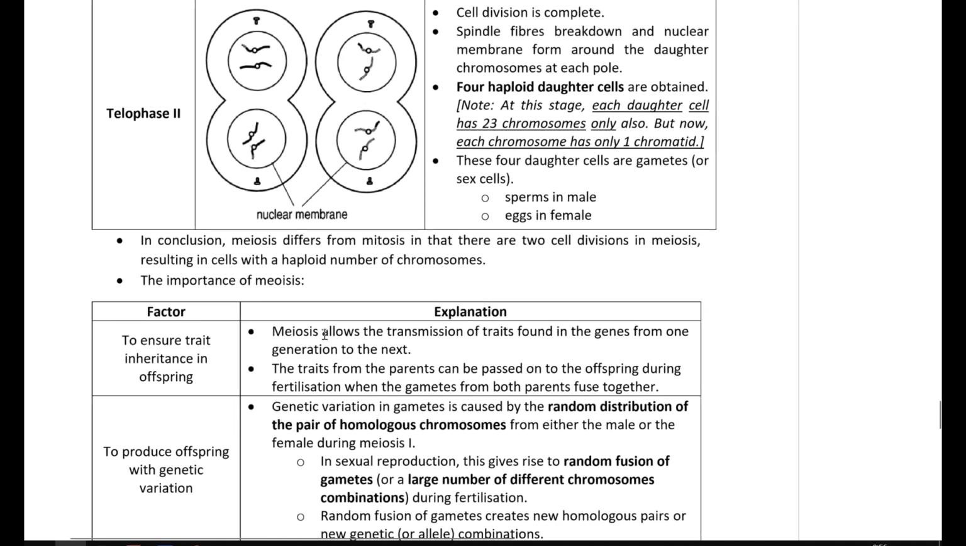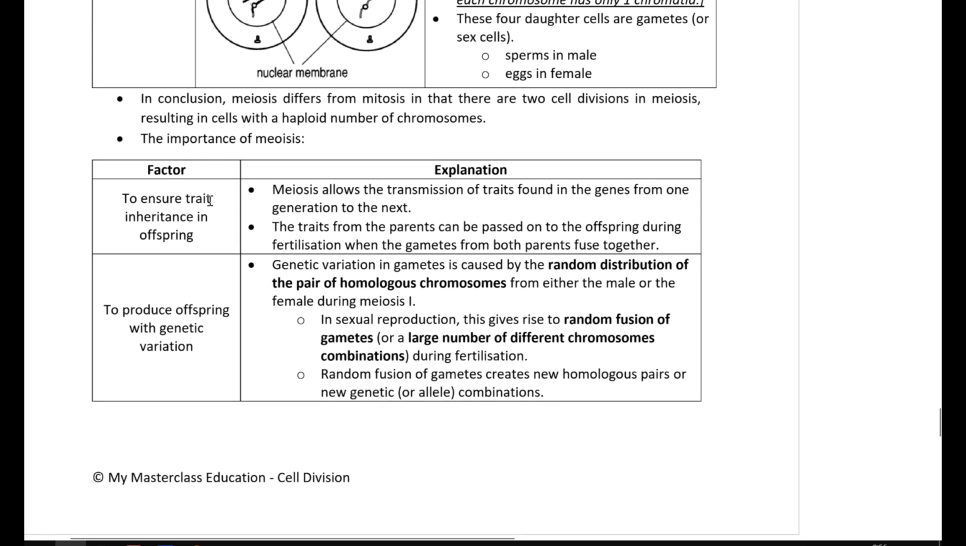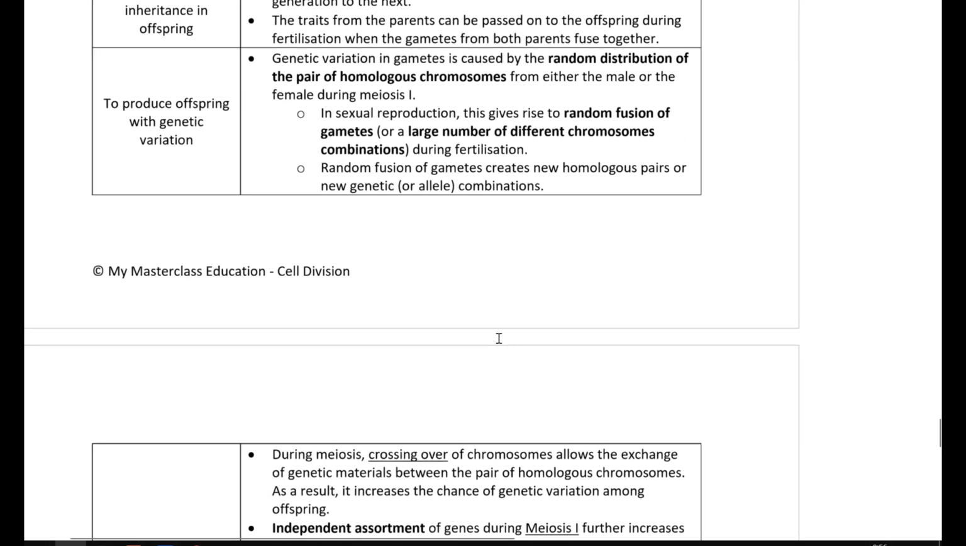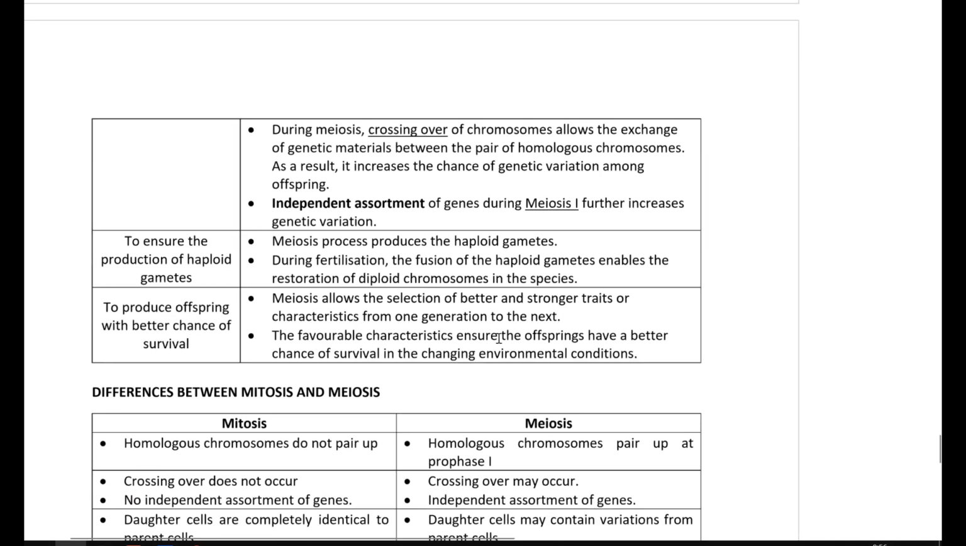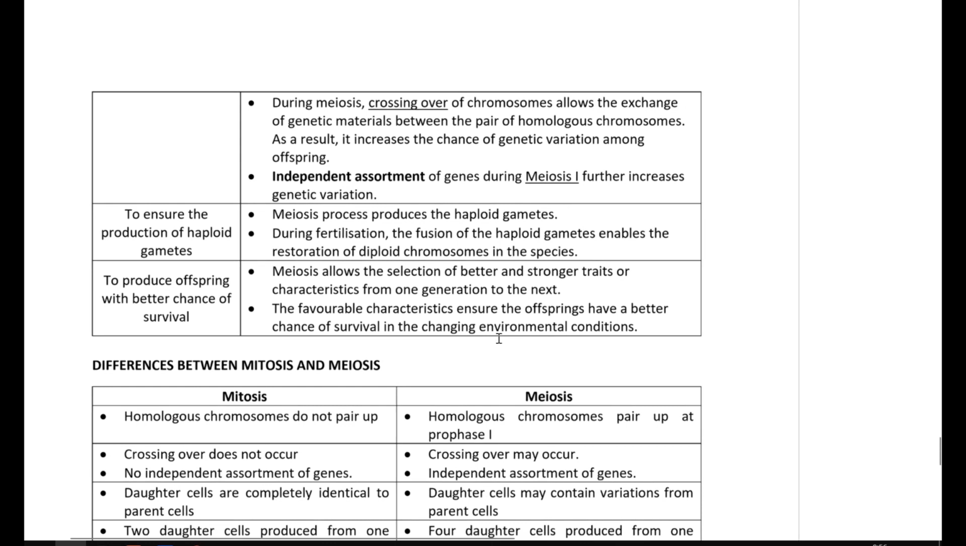So why is this important? To ensure there is inheritance, to ensure genetic variation. Genetic variation increases the chances of adaptability of the offspring. To ensure that good traits are passed on, and sometimes mutations can be a positive thing as well. So better survival, stronger traits, favorable characteristics are passed on to the next generation.